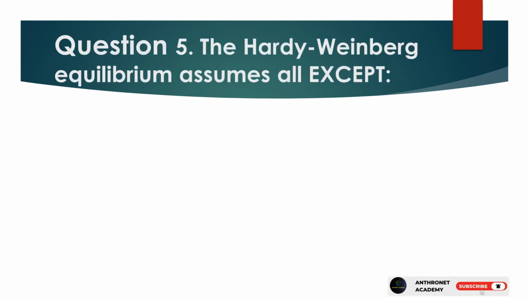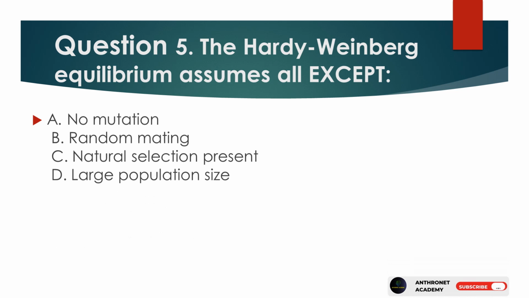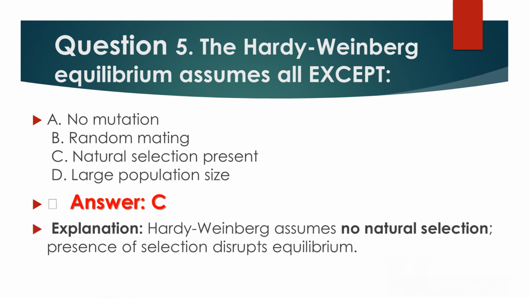Question 5. The Hardy-Weinberg Equilibrium assumes all except A. No mutation. B. Random mating. C. Natural selection present. D. Large population size. Answer, C. Explanation. Hardy-Weinberg assumes no natural selection, presence of selection disrupts equilibrium.